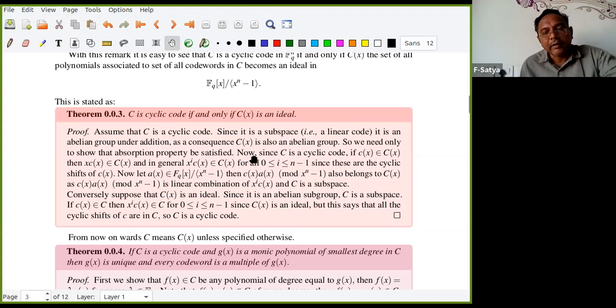Absorption means I take R from capital R, X from the ideal, and the product is in the ideal again. Absorbing it. Okay. So I proved one property.